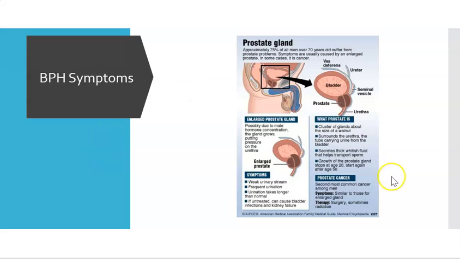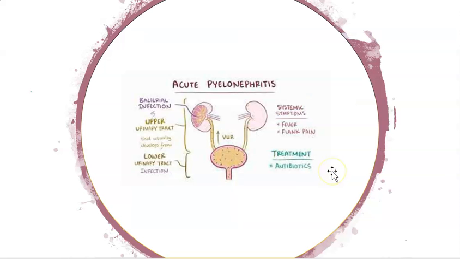BPH. The big thing with early onset is going to be a change in their urine. So they could have frequency and urgency because the bladder is just not able to drain all the way. So manifestations are going to be basically the increased frequency and urgency. And that kind of progresses with time.